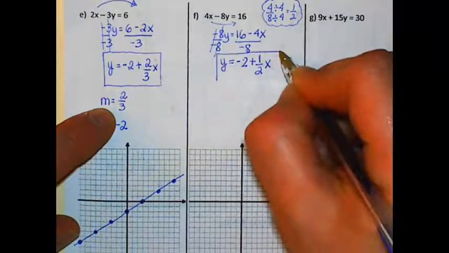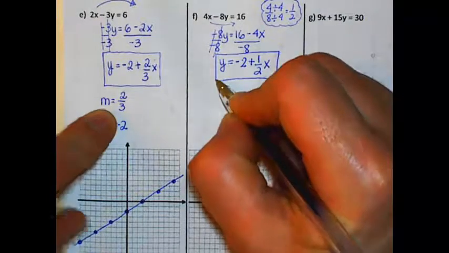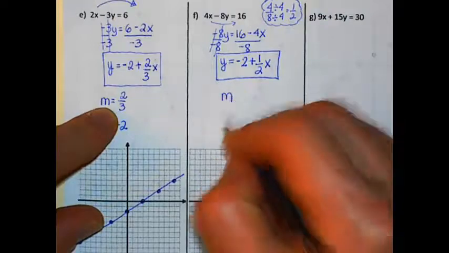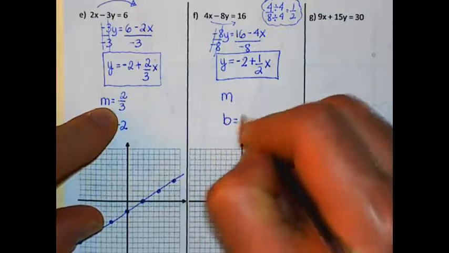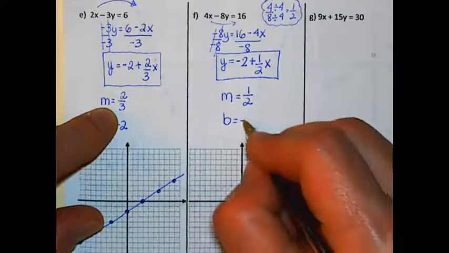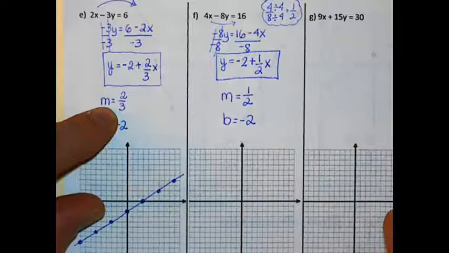Alright, so that is the equation with the y alone. So let's write the slope and the y-intercept. The slope is going to be 1 over 2, and the b is going to be negative 2.